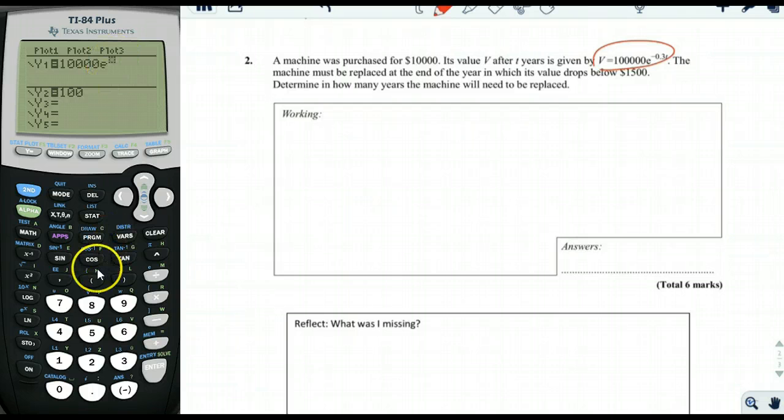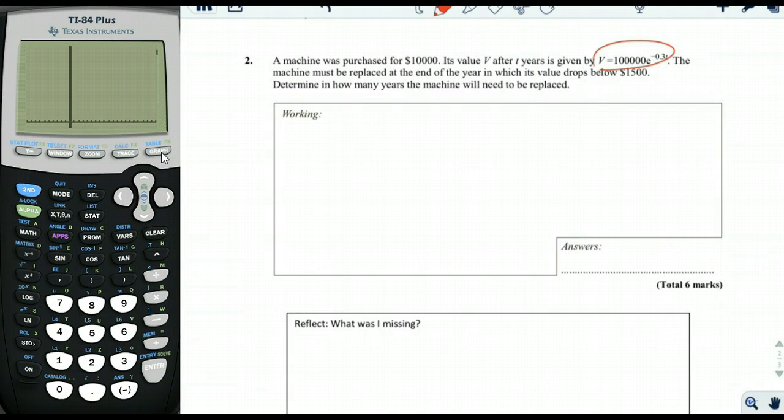really needing parentheses or not, but we could put parentheses just to make sure. Negative 0.3x instead of t. And then clear that. And we're going to graph it. Find the machine must be replaced at the end of the year in which its value drops below 1,500. So determine how many years it needs to be replaced.